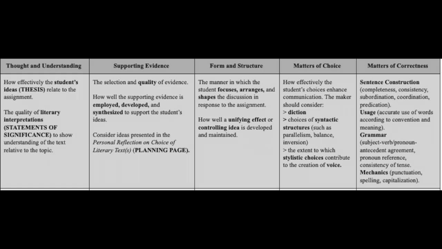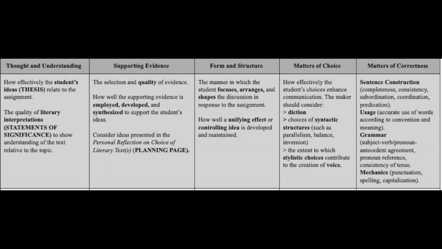The second section is the supporting evidence section, and it relates to the selection and quality of evidence, and also how well the supporting evidence is employed, developed, and synthesized to support the student's ideas. To score a 5 out of 5 in this section, you need to have support that is precise and astutely chosen to reinforce the ideas in your text in a convincing way. A valid connection to your ideas needs to be efficiently maintained in order to achieve a 5 out of 5.